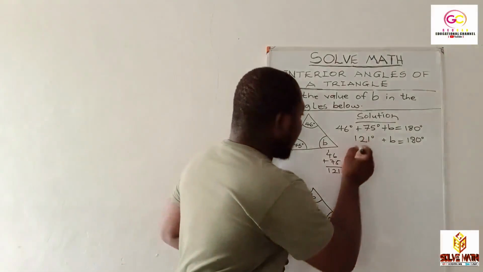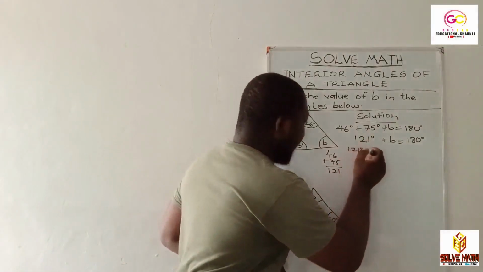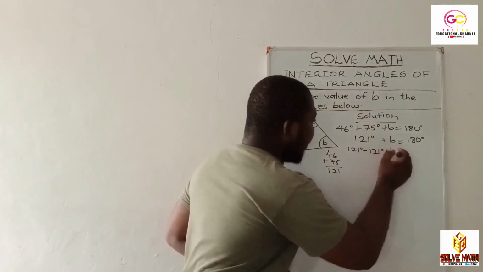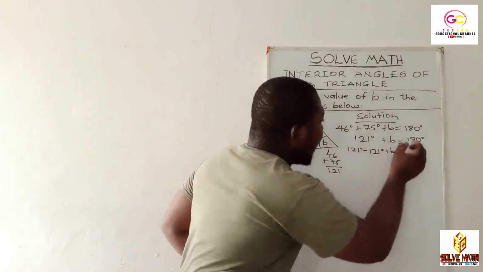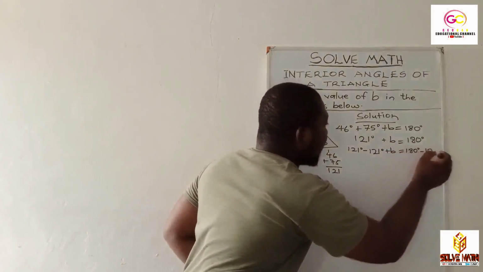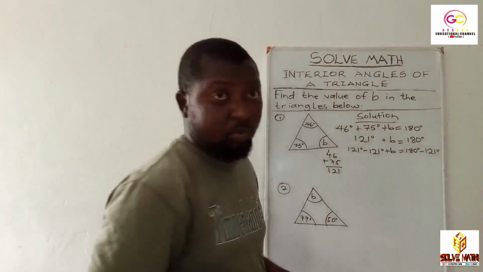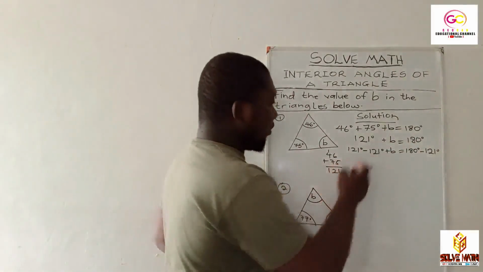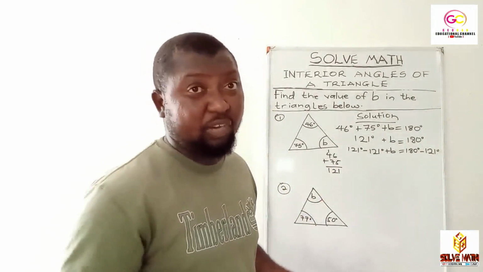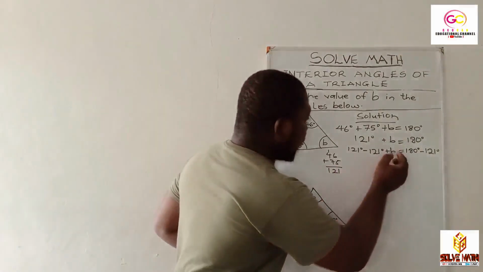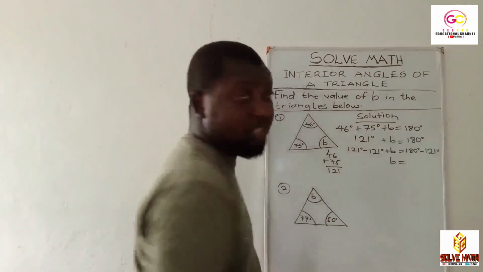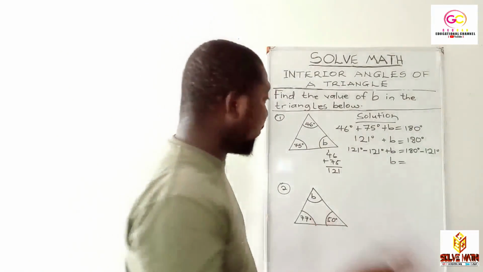So let's do that. So we have 121 degrees minus 121 degrees, as I said. Then plus your B, nicely written, then it's equal to 180 degrees minus 121 degrees. Good. Now, 121 minus 121 degrees is 0. So just forget about it. Don't write it. 0 is nothing. Then you have what? Your B is so essential. It's equal to 180 degrees minus 121 degrees. Let's solve that.